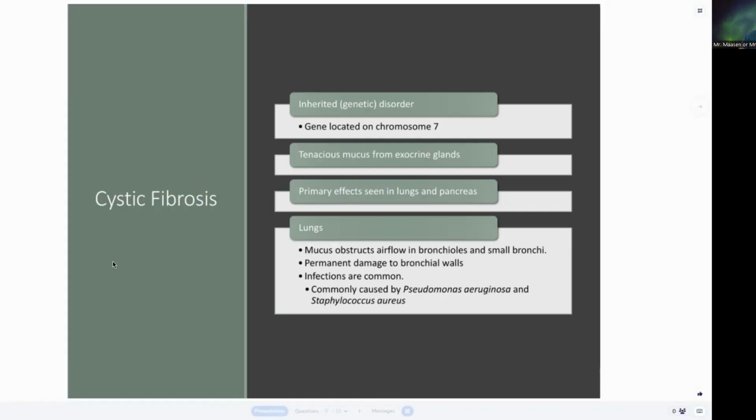Cystic fibrosis, CF as it's sometimes called, is an inherited genetic disorder on chromosome 7 specifically. But just think of it again, all these diseases for the lungs, know the differences. There's going to be similarities between all these, but what makes it unique? CF, what makes it unique? It is a genetic disorder. Primarily, the effects are seen in the lungs.